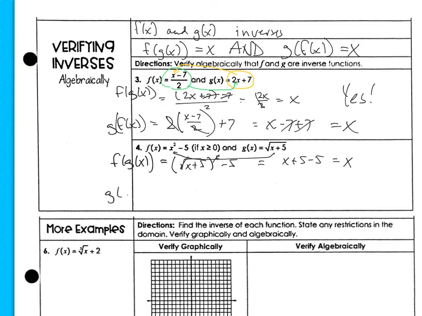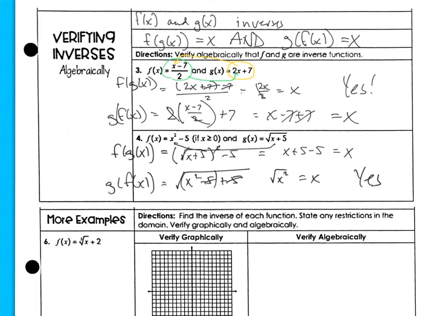If we go the other way, g of f of x. So we're going to start with g, which means the square root of something plus 5. And our something is going to be this x squared minus 5. The 5's add up to 0, and the square root of x squared is x. So this is a yes. Now for this, the work is your proof. You can't just say yes or no. You need to show the work. That's proof that it works or doesn't.